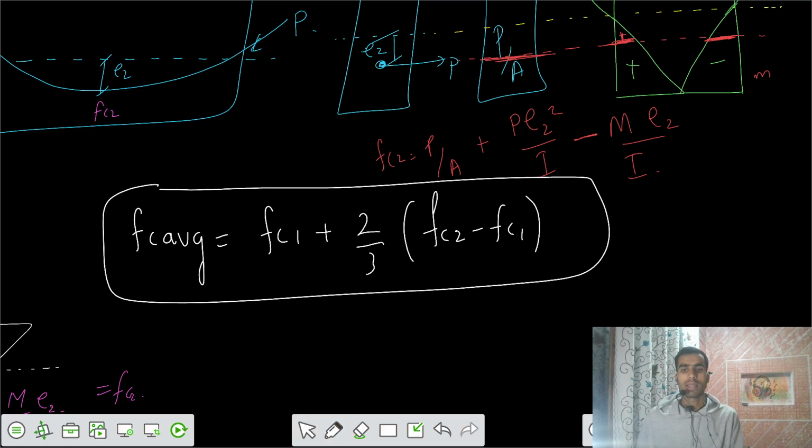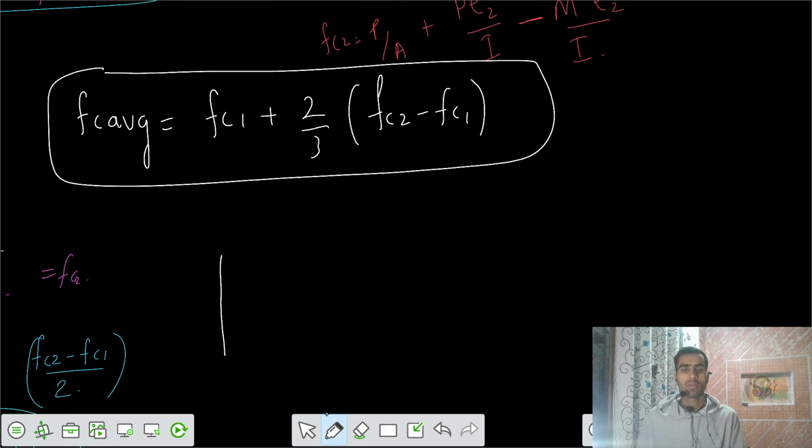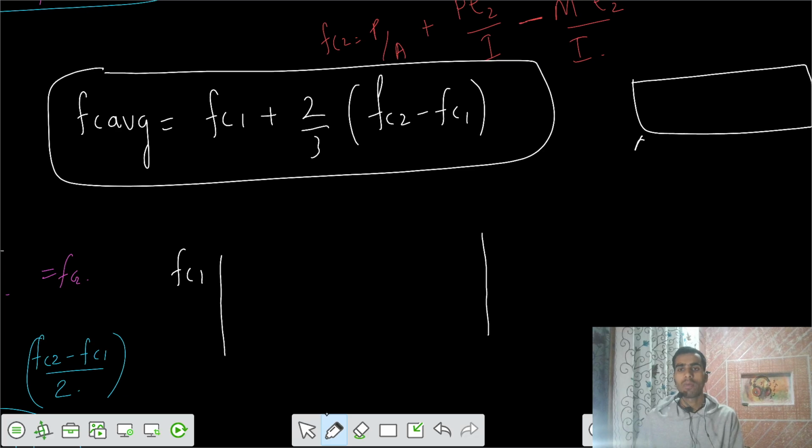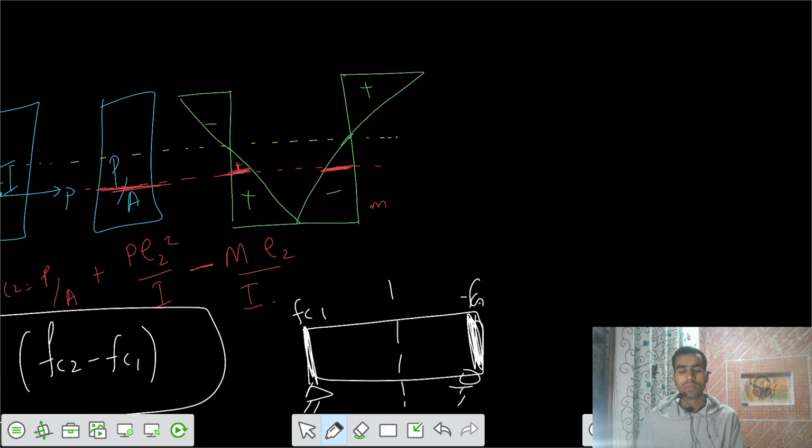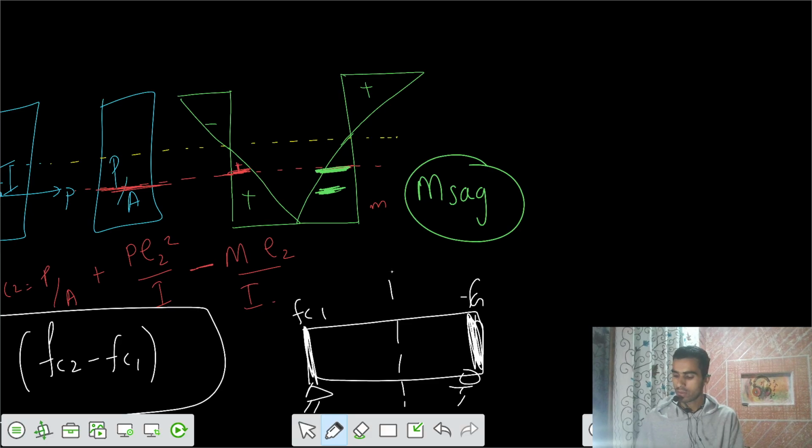And let's say the stress at the ends equals FC1. Let's say this is your beam of length L meters, and I'm saying that FC1 would be here, and at this section also there is some FC1. But at the midspan we have some stress. It depends on the value of M now. Let's say the moment was sagging. If the moment is sagging, what do you think the value here would be? Because this is negative, the net value would decrease. Can I say that?